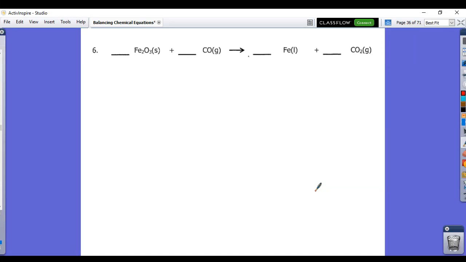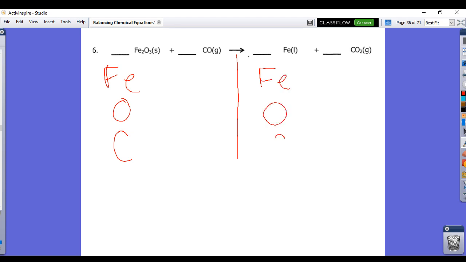All right, so we're going to do 6 through 10. So here we have one. Let's separate the atoms. So we have Fe, O, and C. Then we have Fe, O, and C. I always like to put them in the same order so that you can look straight across.